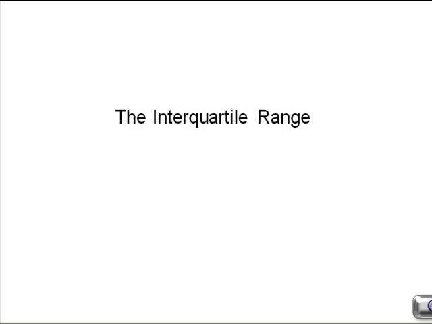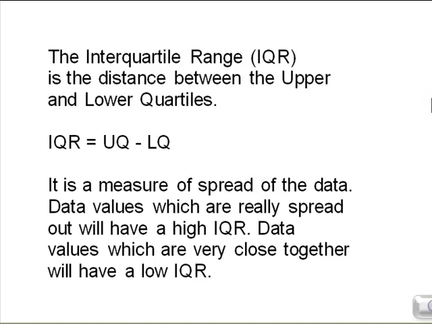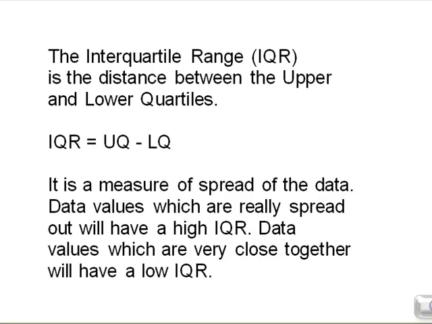In this presentation, we're going to learn a little bit about the interquartile range. The interquartile range is a measure used in statistics to describe the spread of a set of data. When the interquartile range is small, it means the data is very close together, very bunched in the middle. And a large interquartile range means the data is very spread out.